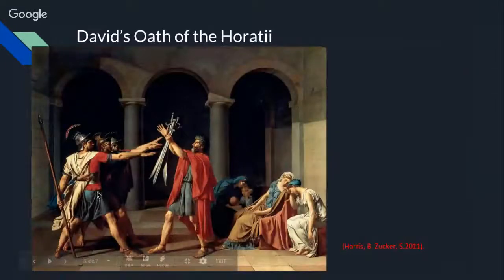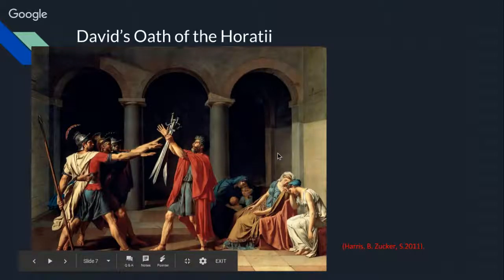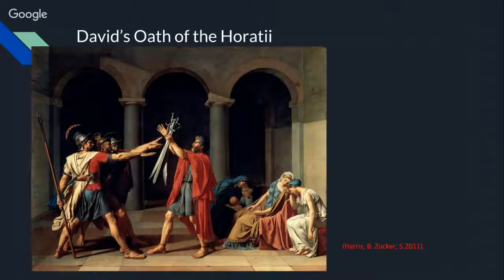So the next one is David's Oath of the Horatii. This one's very interesting. This is pretty much one of my favorite ones. So let's talk about this. This was made in 1781.